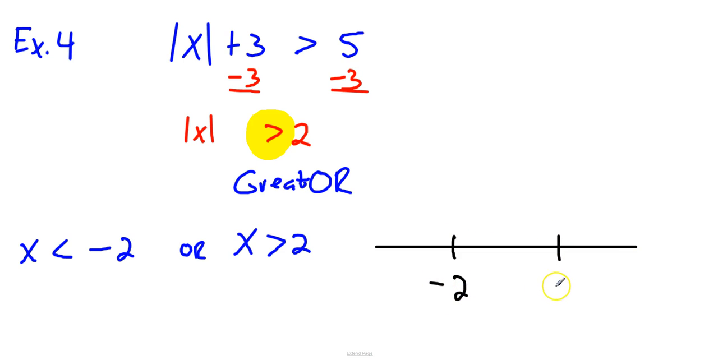So we're going from -2 to 2. And if it's an or statement, it should look like it's oars on a boat. So we've got an open circle at -2. Head to the left, we've got an open circle at +2. Head off to the right.